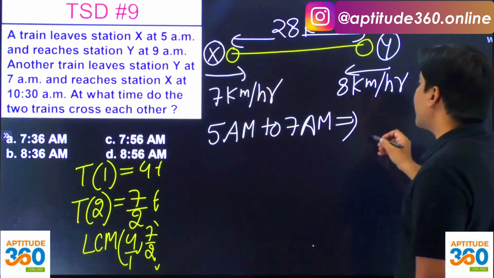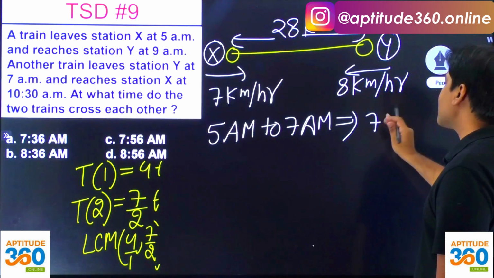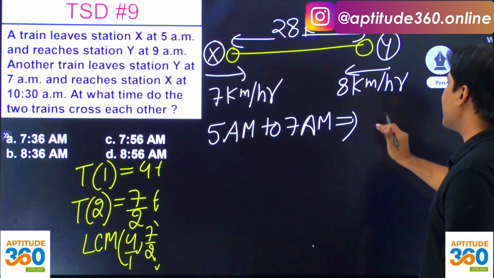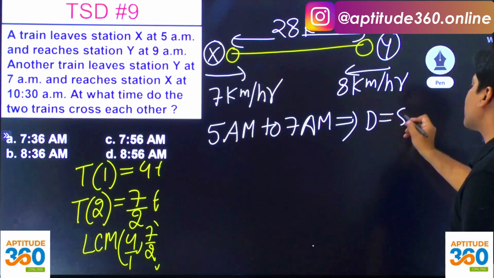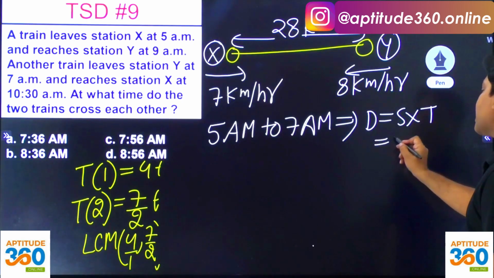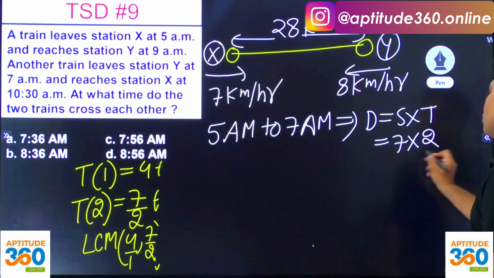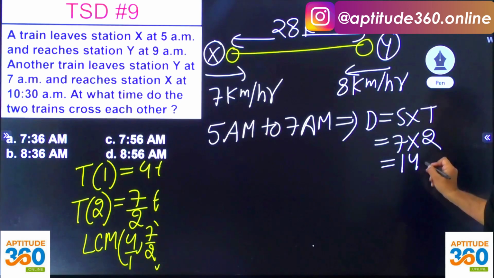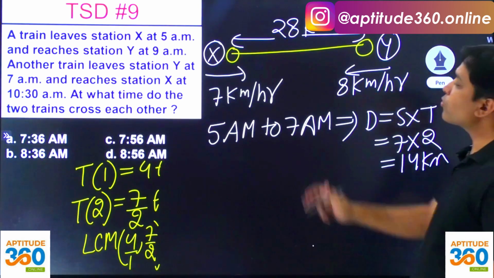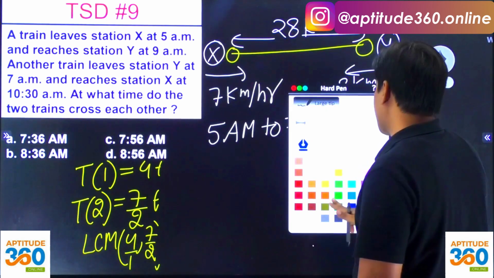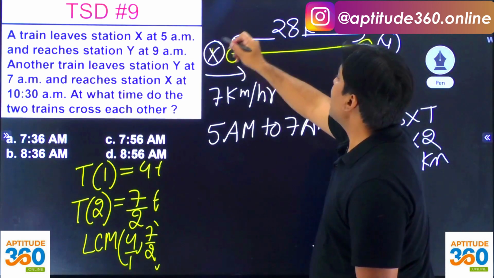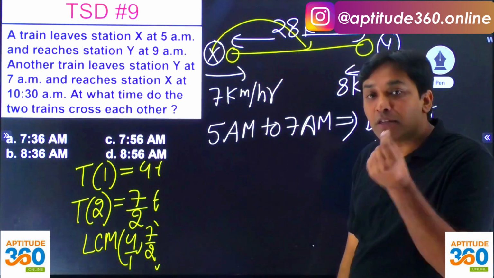So can you find out what is the distance? The distance is going to be, 2 ghante mein kitna gaya, yahi pata kar lete hain. Distance is speed into time. So at the rate of 7 kilometers per hour, it is going 2 hours. So this distance is 14 kilometers. 14 kilometers train X has come in 2 hours. Iska matlab kya hai? Yahan se chal ke ye yahan pe aa gaya, midpoint pe aa gaya.